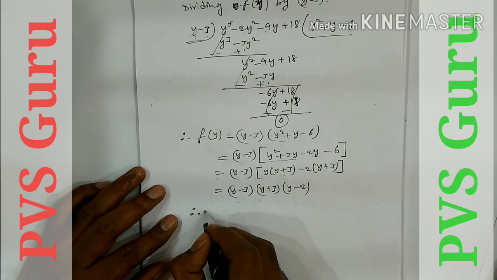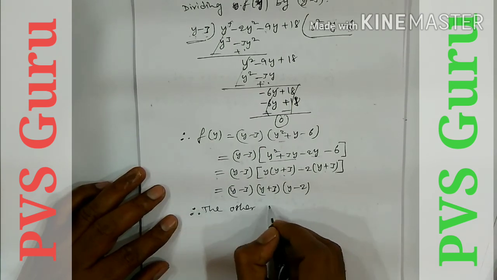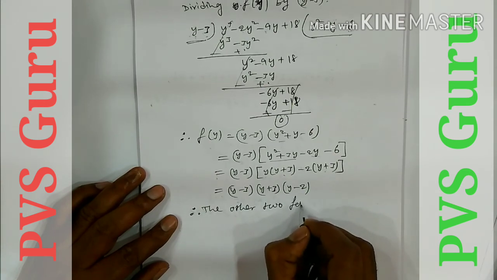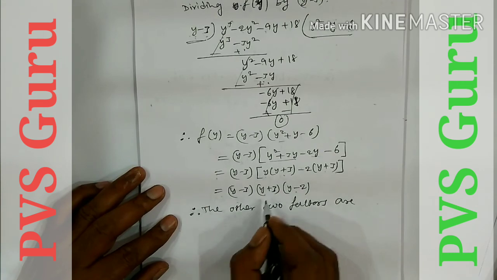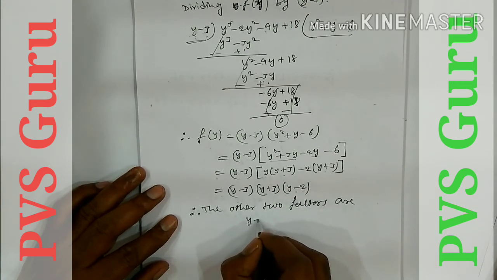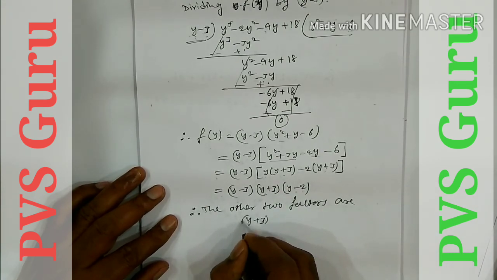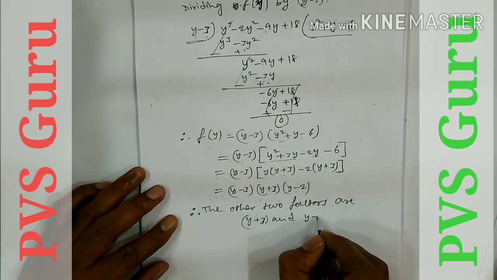Therefore, the other two factors are y plus 3 and y minus 2.